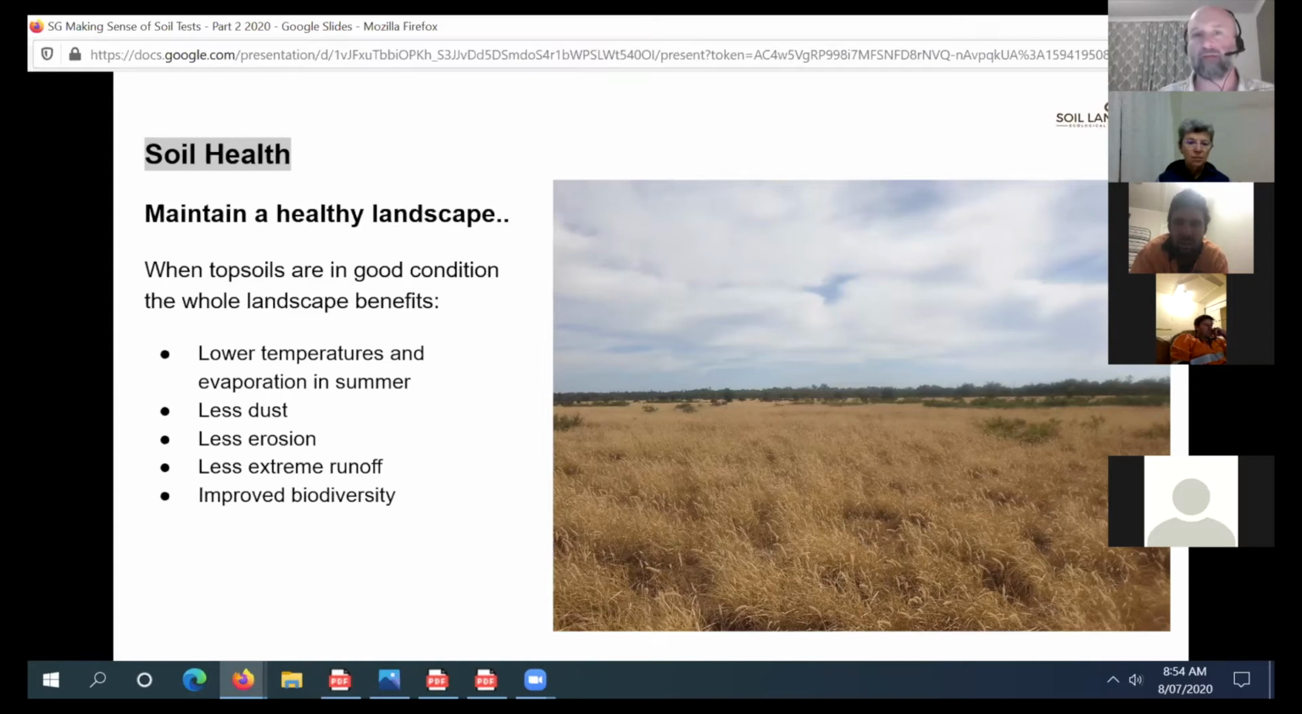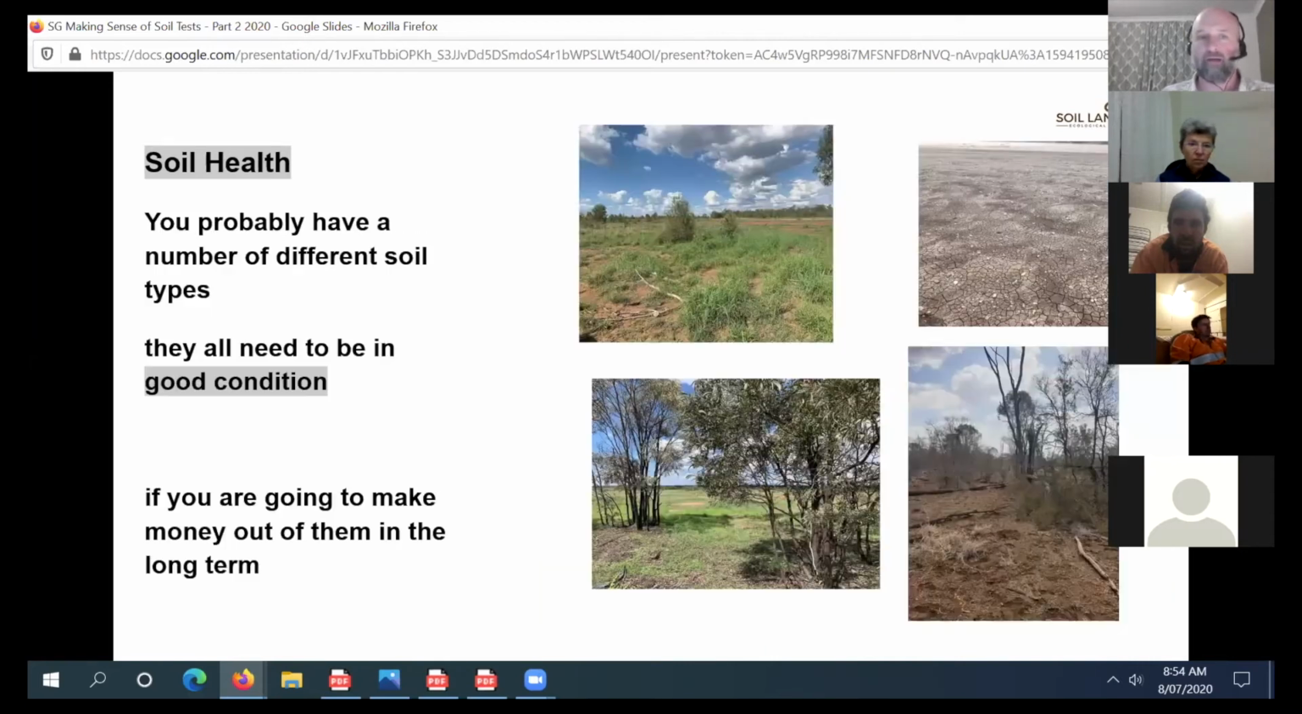It all relates back to the soil community because that's at the base of the food chain in many ways. So a healthy soil helps with that as well. The key thing is you might have a number of different soil types, or I know a couple of you guys have got just one soil type. If you're on the Downs country or the Mitchell grass country, it might look pretty similar all over, but no matter how many soil types you have, they need to be in good condition.